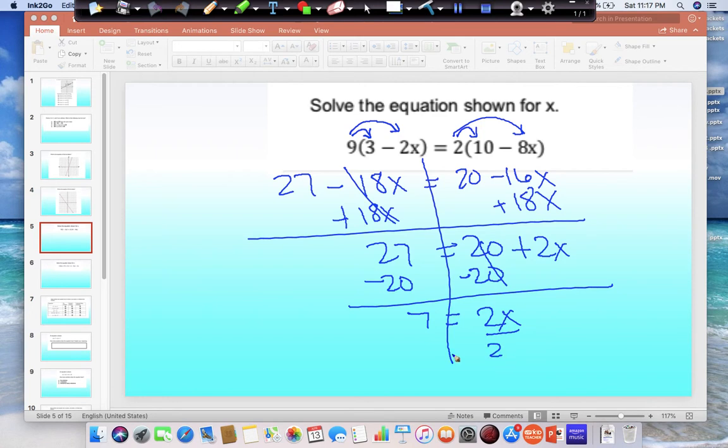We want to divide both sides by 2 because x is being multiplied times 2, so we have to do the opposite, which is divide both sides by 2. Remember, whatever you do to one side of the equal sign, you must do to the other because it is equal. Okay, so 2 divided by 2 is 1, and 1 times x is just x, and x is equal to 7 over 2. You could also say that x is equal to 3.5 because 7 divided by 2 is 3.5, but you could also leave it in fraction form. X is equal to 7 over 2.